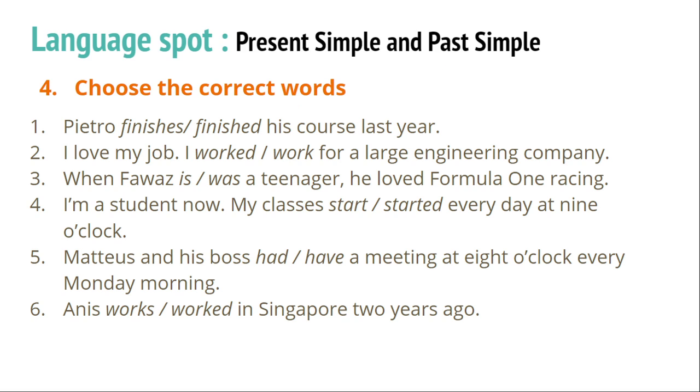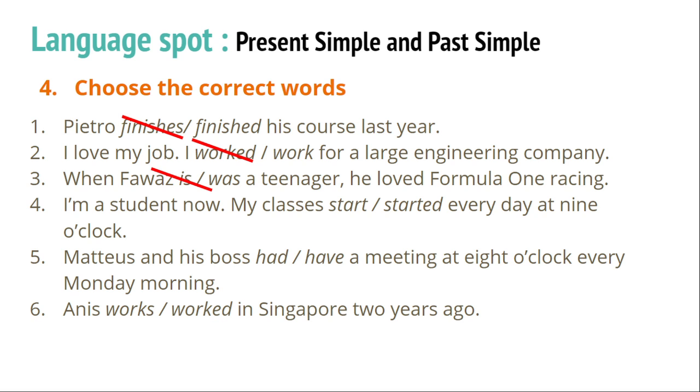Choose the correct word. Pietro finishes or finished his course last year. So last year is an indication of the past, so it is finished. I love my job. I worked or work for a large engineering company. We are talking about a fact here, so it is I work. When Fawaz is or was a teenager, he loved Formula 1 racing. We say he was when Fawaz was a teenager.